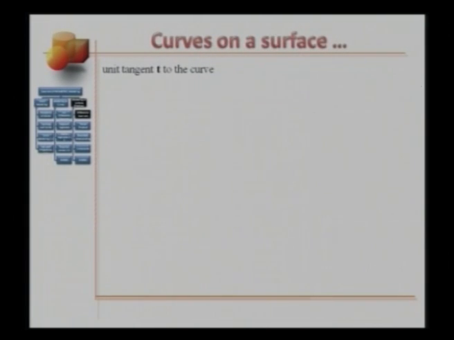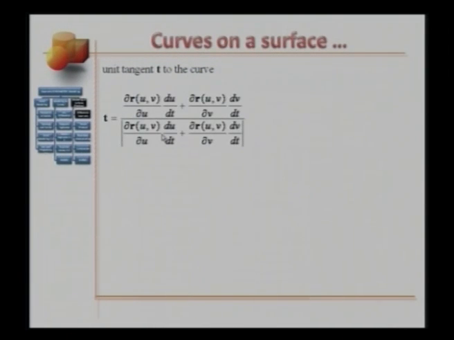Well, let's talk about the unit tangent bold T to the curve. The unit tangent T is given as partial R over partial u, which is R sub u in short, times du over dt plus partial R over partial v times dv over dt, over the absolute value or the modulus of this vector.